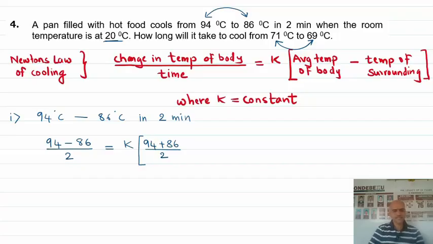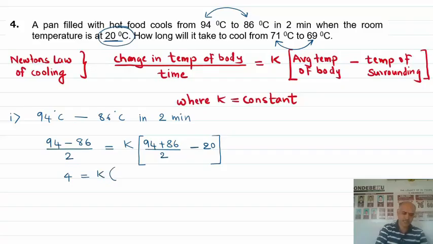So the body goes from 94 to 86. So its average, add the two and divide by 2, minus temperature of surrounding, which is 20 in the given data. So minus 20. Simplify this and you get the first formula. So 94 minus 86 divided by 2, divided by 2. So you will get 4 is equal to K into bracket 94 plus 86 divided by 2, you will get 90, 90 minus 20. So you can say K is equal to 4 divided by 70. This is equation 1, is it clear?